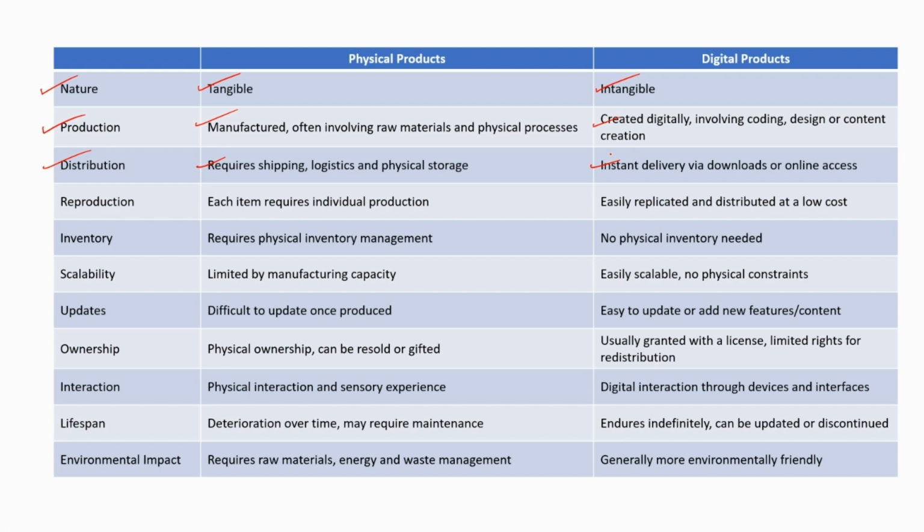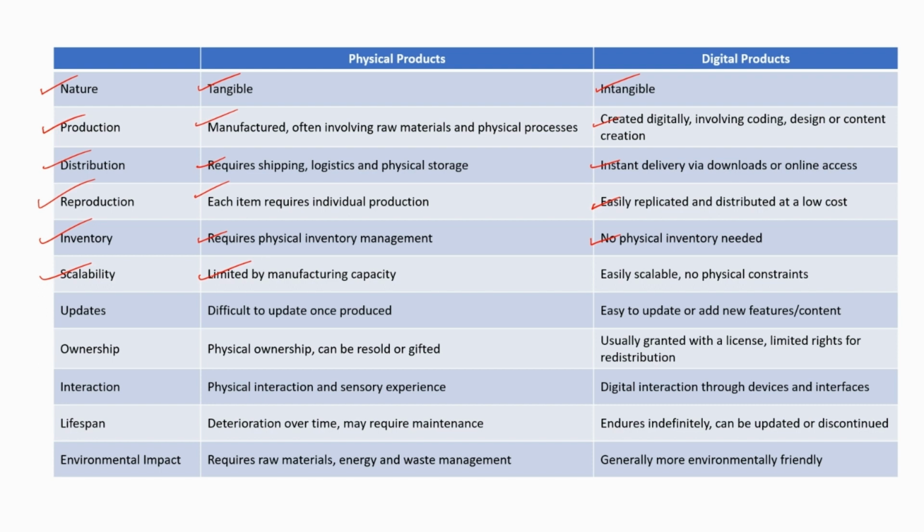It is a really important thing to note that there are no inventory costs when it comes to digital products, because digital products do not have to be physically stored. Reproduction. Each physical product requires individual production, whereas digital products can be easily replicated and distributed at a low cost, or the cost will be negligible. Inventory. Physical products require physical inventory management. This will incur costs. For digital products, no physical inventory is needed. So there are no inventory costs.